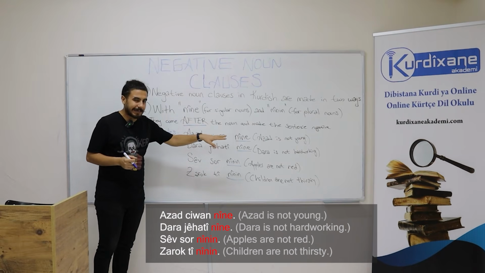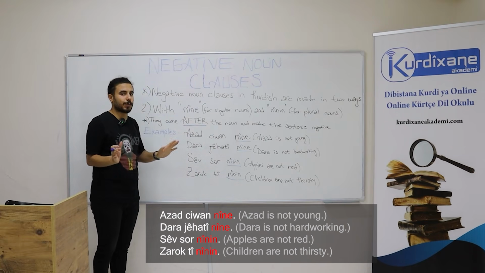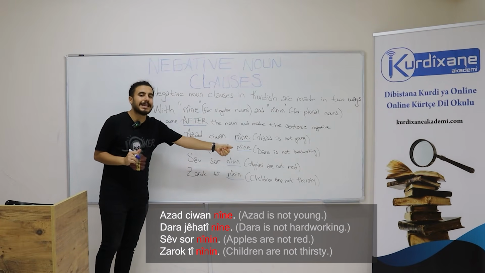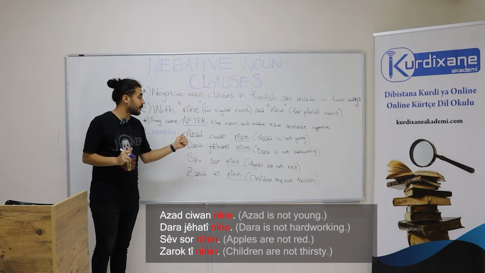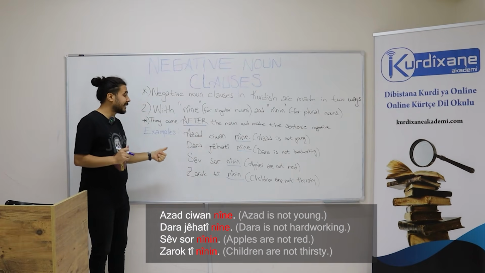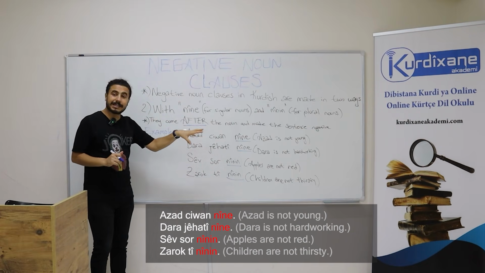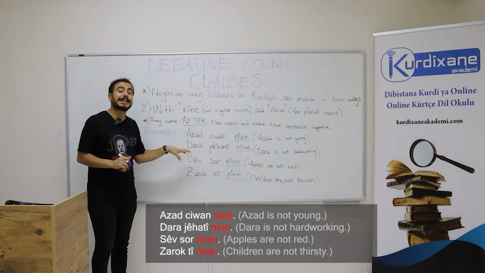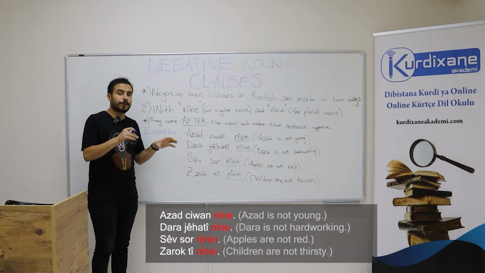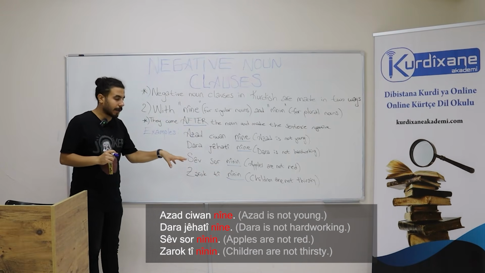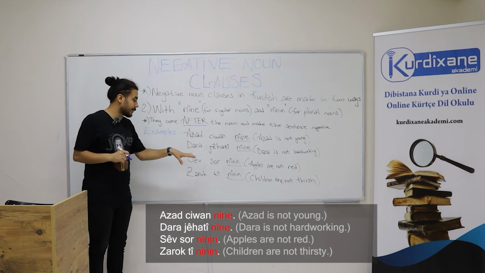Azat juwan nine. The same example. Azat ne juwane. But this time, you say azat juwan nine. It comes after the noun. Dara jihati nine. The meaning is the same. Dara is not hardworking. Dara ne jihatiye. But the form changes. Dara jihati nine. And the same thing applies to plural nouns.